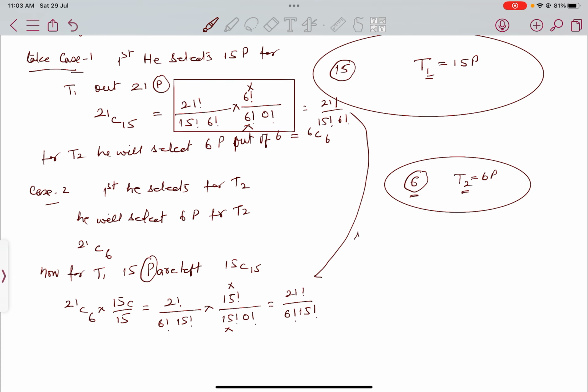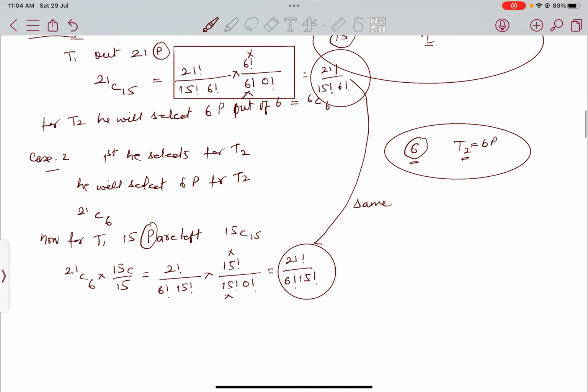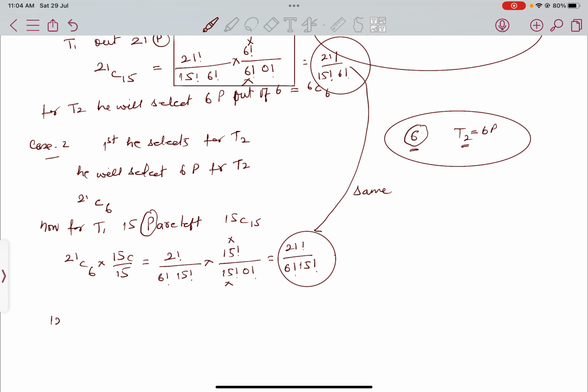So these two are the same. There is no difference whether he selects for table 1 or table 2 as the first choice. He can select either for table 1 or for table 2, it depends upon him, because calculation-wise there is no problem. So the selection of people is either table 1 first or table 2 next, or table 2 first and table 1 next. In this way the selection is 21 factorial over 6 factorial, 15 factorial. So this is the way.